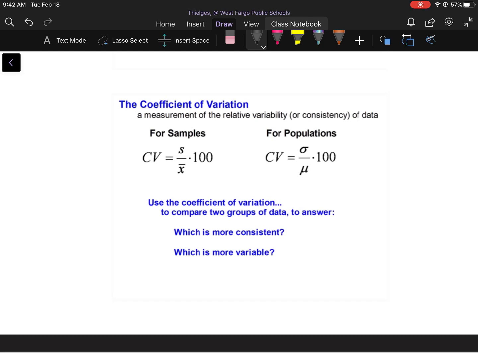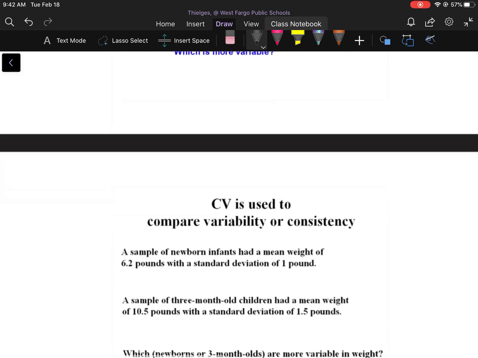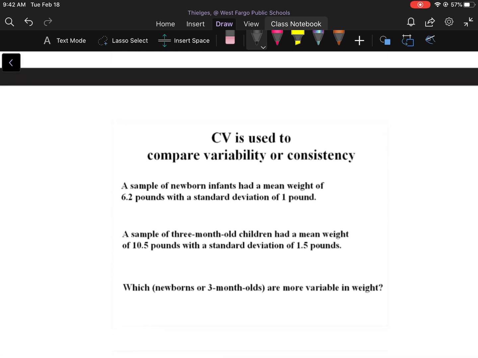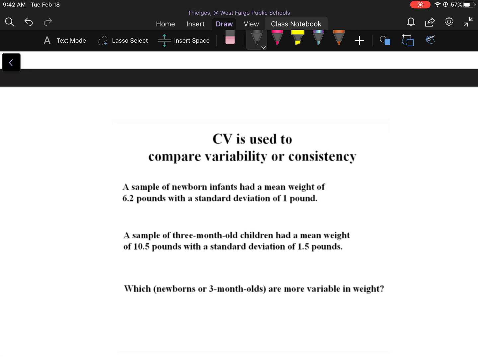Okay, one's for samples because you got your s and your x bar. One's for population. It's pretty much the same thing. It's going to be your standard deviation over mean times 100. So you got the weight of newborn infants, a mean weight of 6.2 and a standard deviation of 1. So 1 over 6.2 times 100. You got another group, the mean is 10.5, standard deviation of 1.5, times 100.